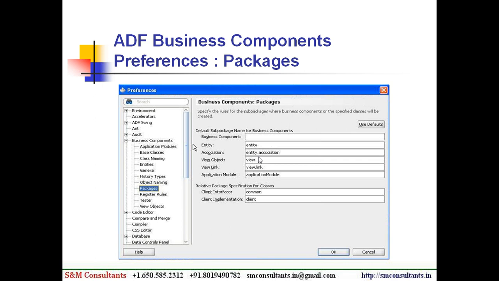Again, we would like to keep artifacts in separate files. So we would like to keep entities in the entity folder. Associations is a subcomponent of entity, so it would be a directory within entity, so it would be entity.association. That would be view, view.link, application module, and common client.